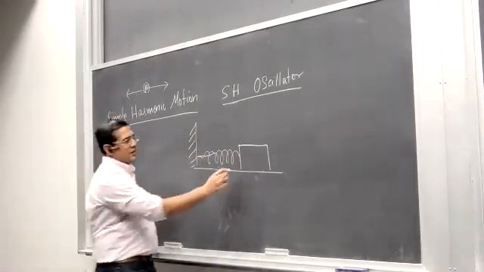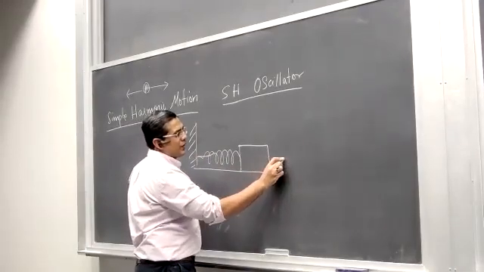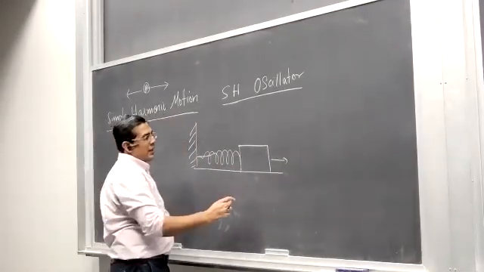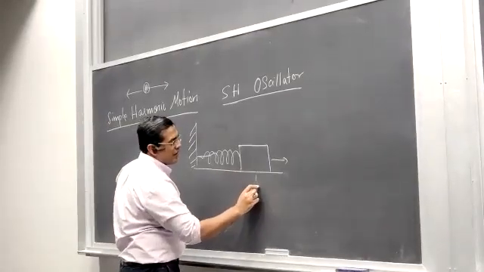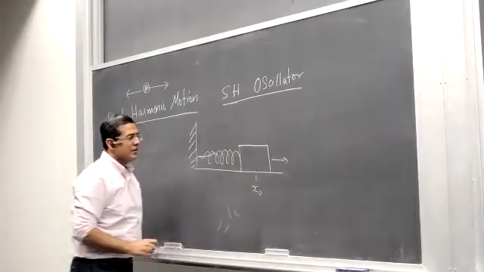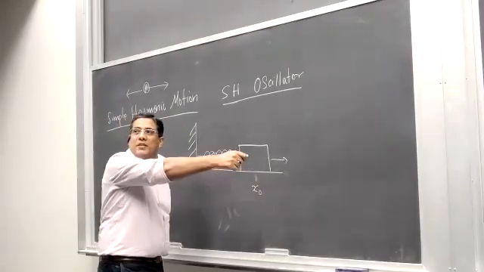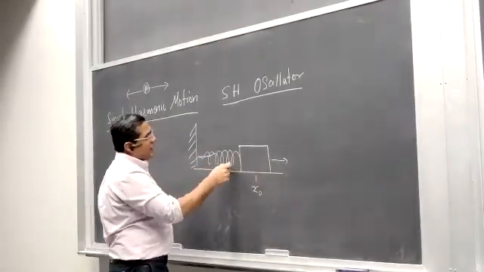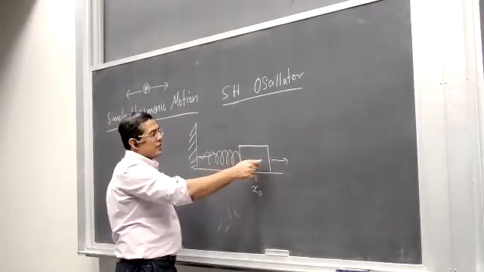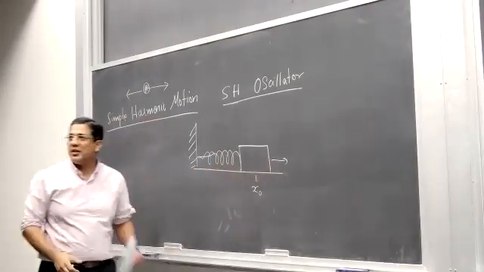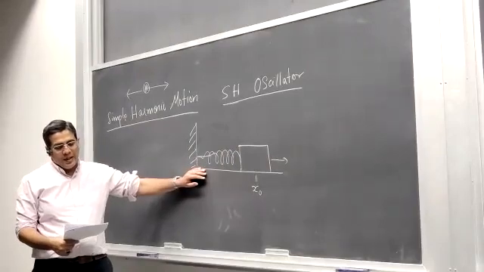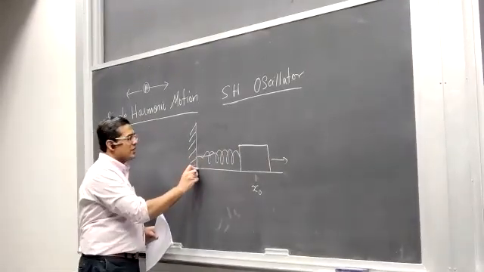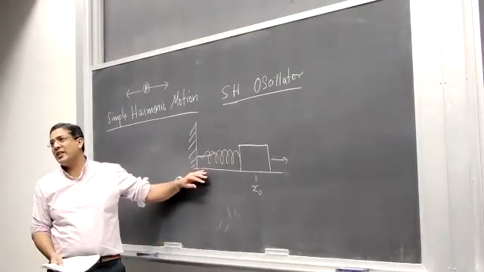Okay, and we say that if we move this block from an equilibrium position, let's call that x naught, if we pull it away or push it and then release, then the spring exerts a force on this object, and this object starts back and forth motion. But this is a very simplified model system to convey the concepts very clearly.